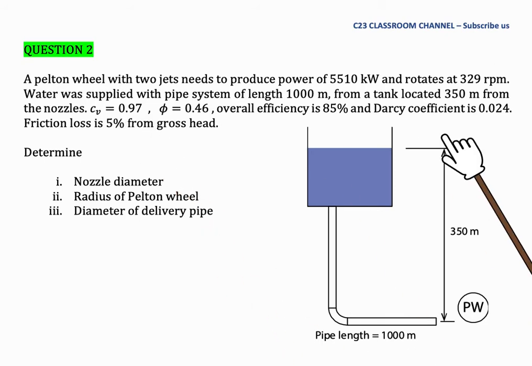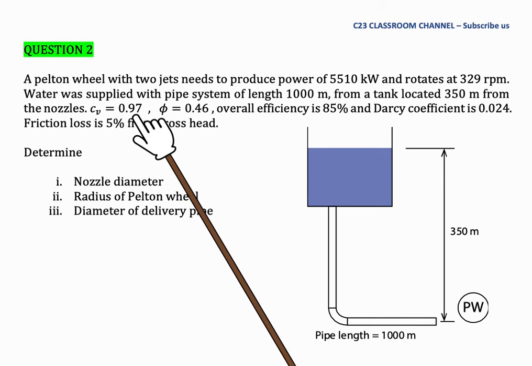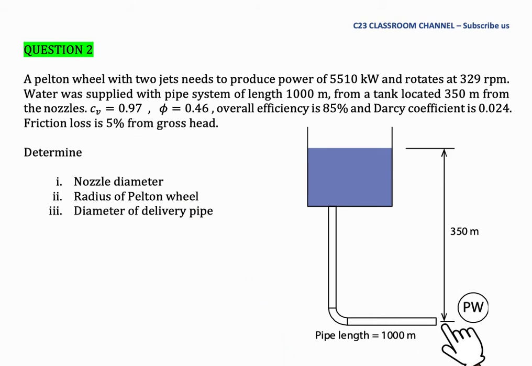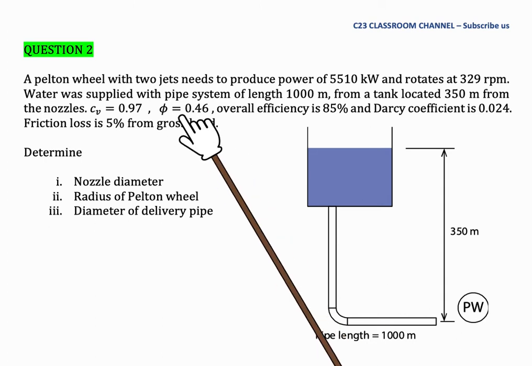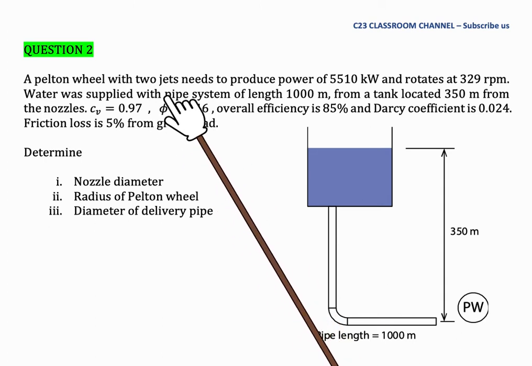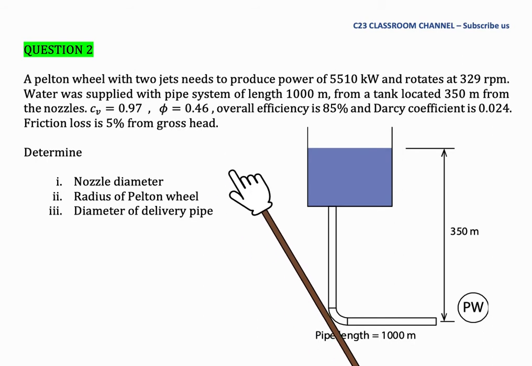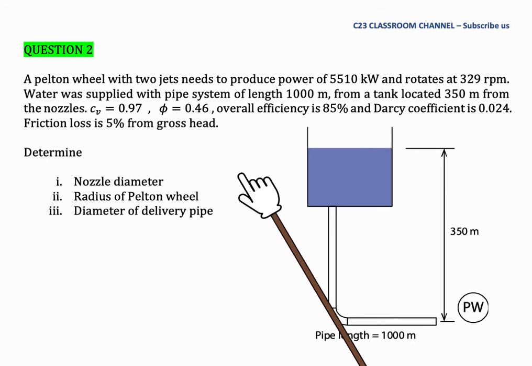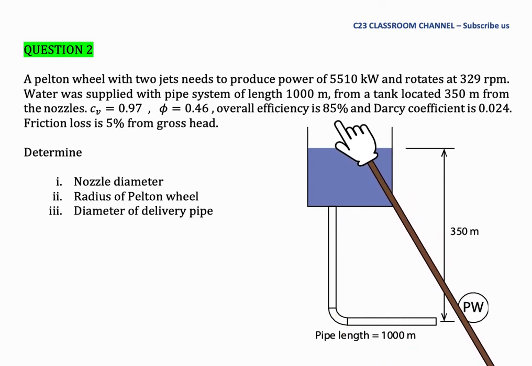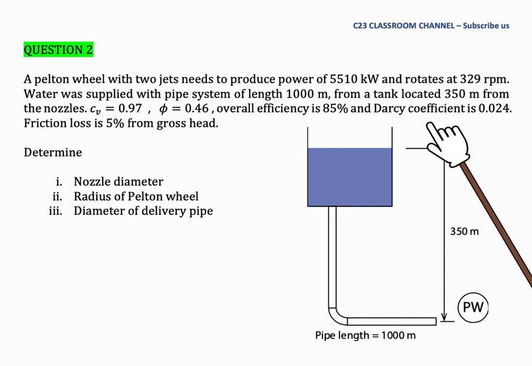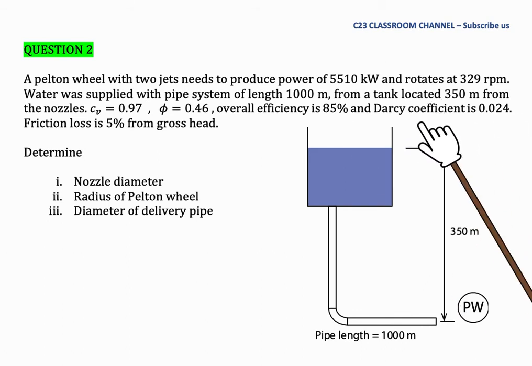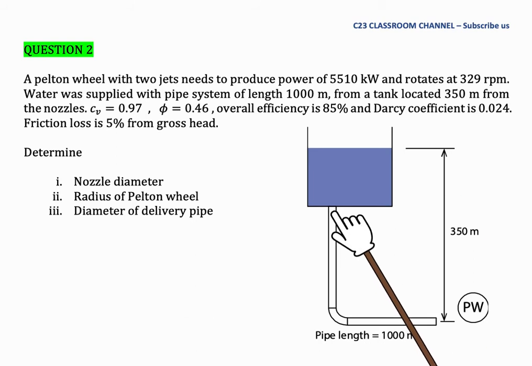We have CV here, 0.97, meaning the losses between the nozzle here to the bucket here, and phi equals 0.46. Phi here is the speed ratio. In the previous lesson, we know that the speed ratio is the ratio between U over V jet. The overall efficiency is 85% and the Darcy coefficient is 0.024. The Darcy coefficient here is the coefficient of major losses in pipe.